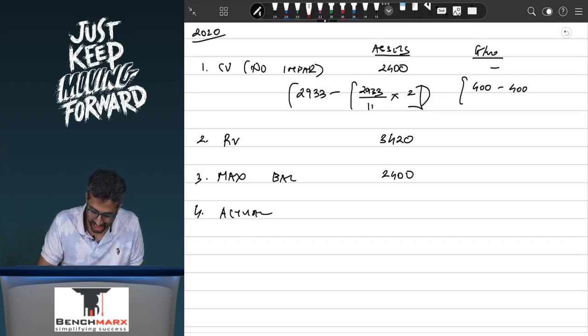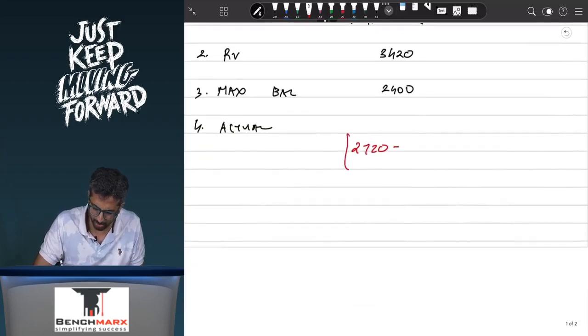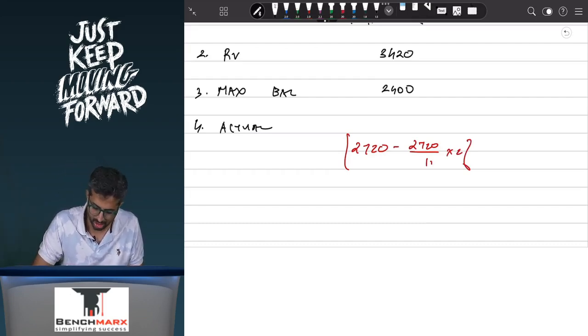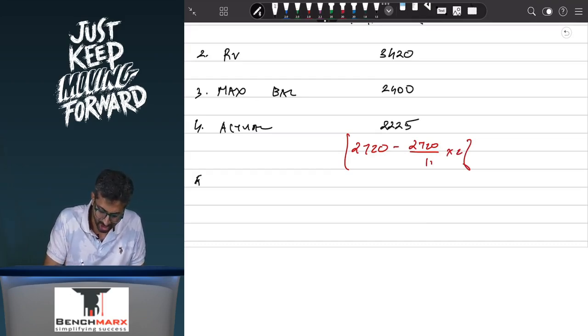In my ledger, actually, there was an impairment, and hence the assets came down to 2720, I think. 2720 minus, you will have 2720 divided by 11 into 2 years must have gone by. 2720 divided by 11 into 2 comes to around 495, and you will have approximately 2225 in your ledger, which means you can reverse the impairment loss.